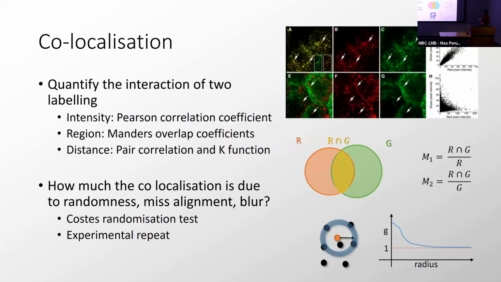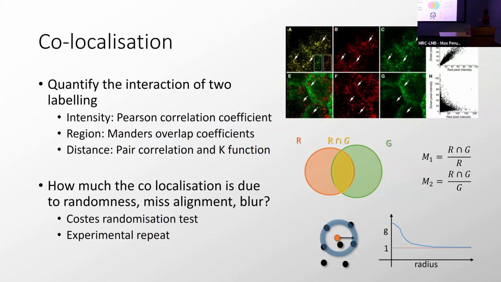You could have a more region-based approach, like an overlap coefficient, where you try to measure the amount of signal in this intersection versus the signal in this red segmented region or green segmented region. So you can compute these two ratios, the Manders coefficients.